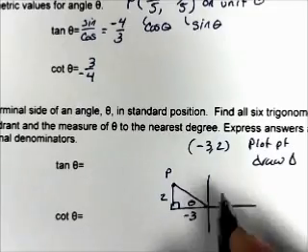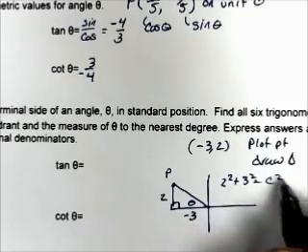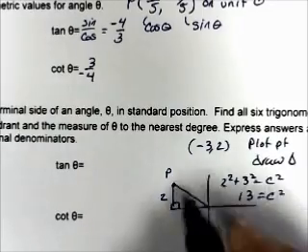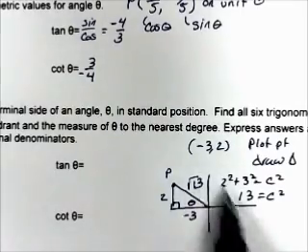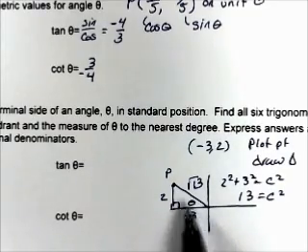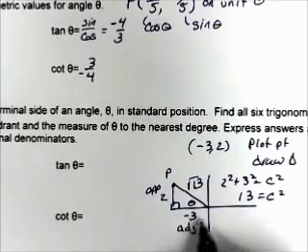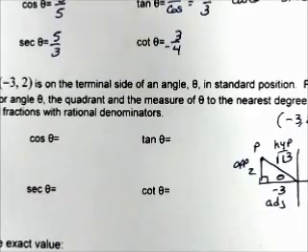Using the Pythagorean theorem, our hypotenuse, that's 4 plus 9 is 13. So our hypotenuse is the square root of 13. I'll be referring to this triangle when I go to find the 6 trig values. Now, in relation to theta, 2 is opposite theta, the -3 is adjacent, and of course the square root of 13 is the hypotenuse. Alright, so each time referring back to this.